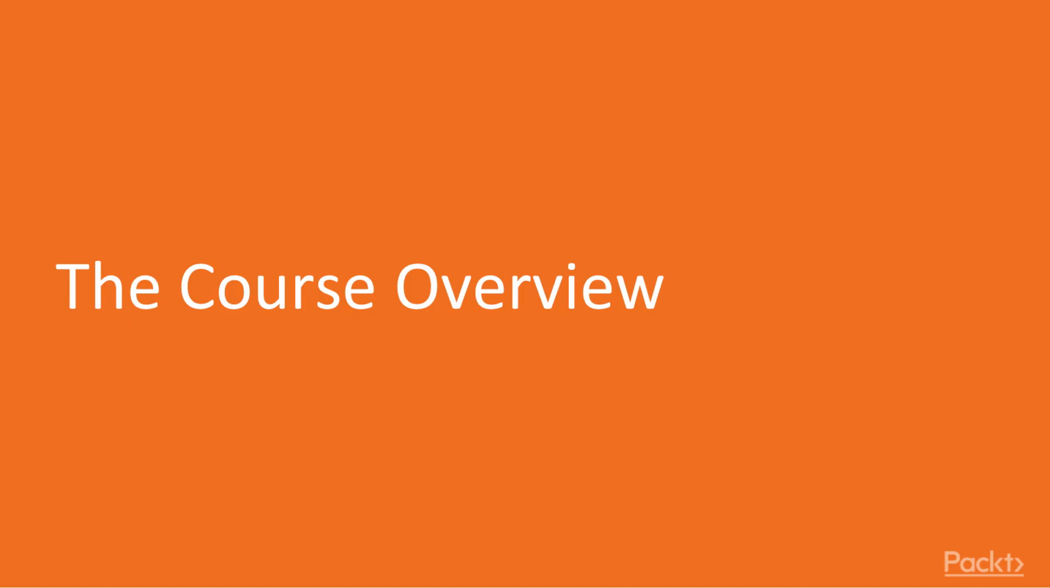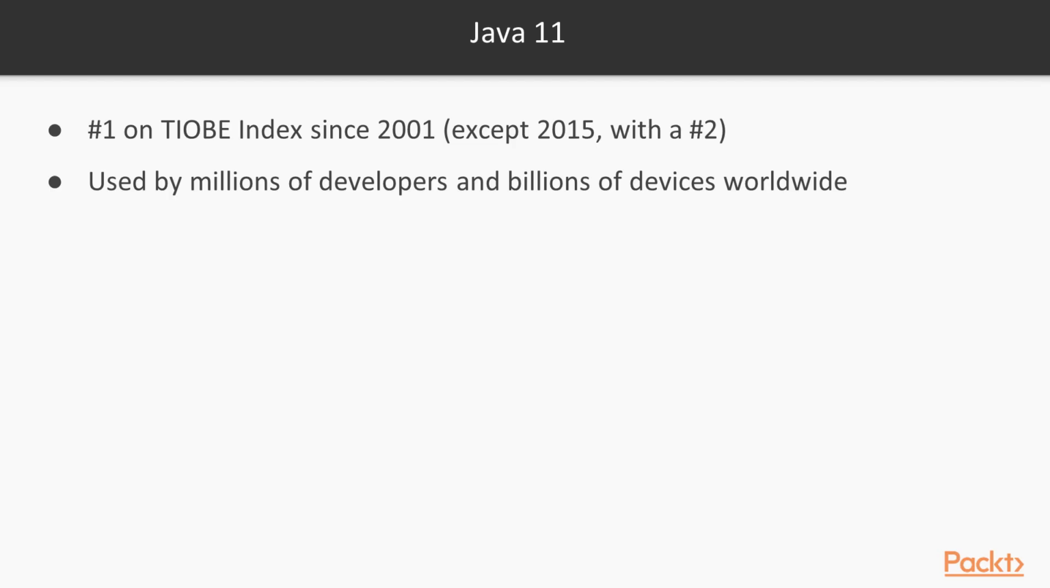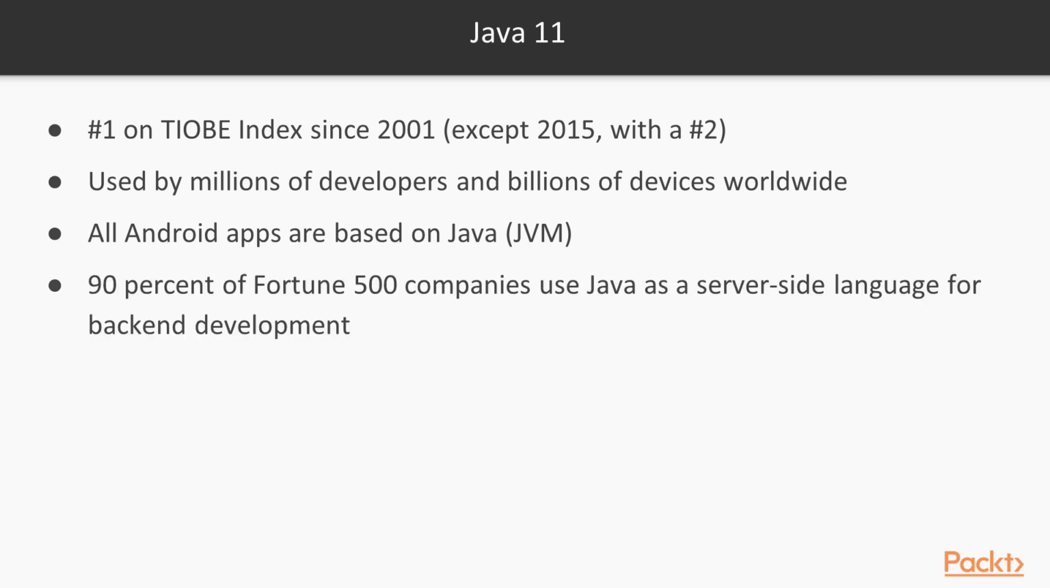A quick overview of Java and why it's such a worthy language to learn. It has been on the TIOBE index, in fact top of it, for many years, and it's used by millions of developers worldwide on all kinds of devices, from server to handheld and embedded software everywhere. In fact, the very popular Android platform is all on Java. 90% of Fortune 500 companies use Java for their server backend.